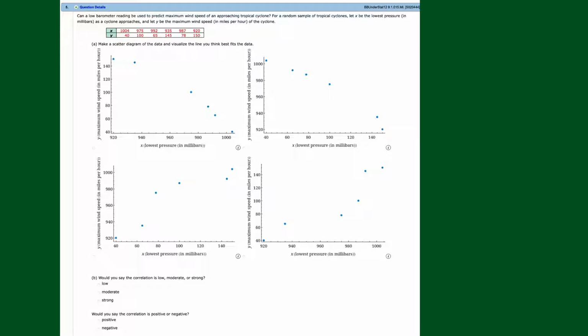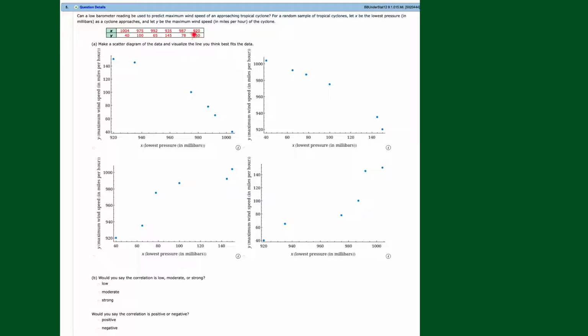Now make a scatter diagram. Okay, so it's going to be one of these. All right, now let's just get a feel for this. When X, the horizontal, is 1,004, Y is 40. Now look at this X right here, 1,004. Oh, that looks like it could be a 40. Just pick another one, though. At 975, we're at 100. So come over to 975, maybe that's here. We're at 100. Looks like it's good.